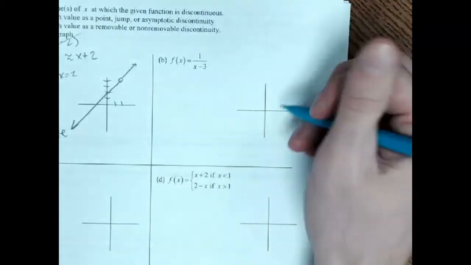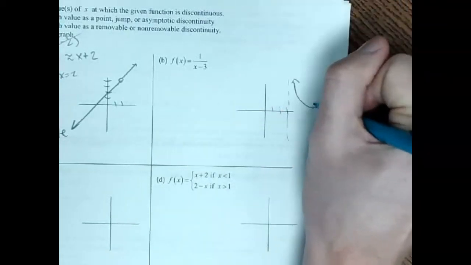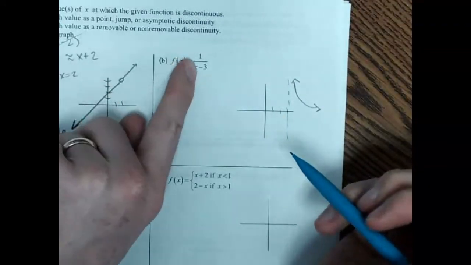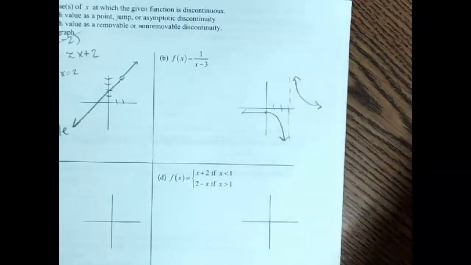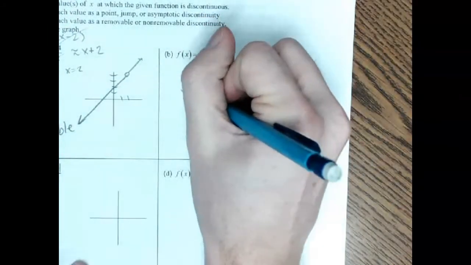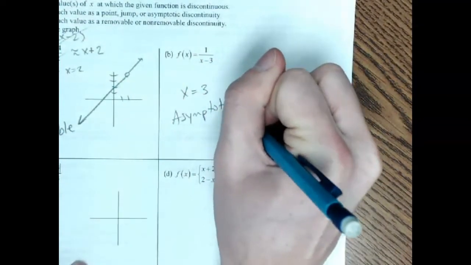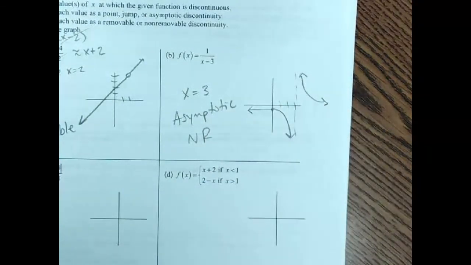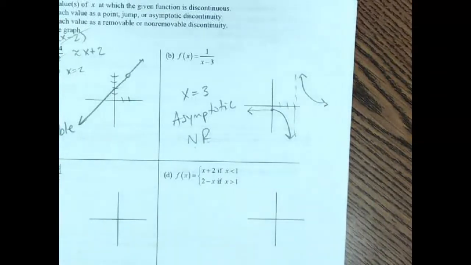Next one, we've got a typical reciprocal function. It looks like it's shifted 3 to the right. It's going to be up here on the right, and then if you plugged in 0, you would get negative 1/3. So the y-intercept is negative. So the graph is going to look more or less like that. Remember, sketch, right? It doesn't have to be super accurate. Sketch. Okay, so let's see. X equals 3 is the issue. It is asymptotic, which is non-removable. I'm getting lazy. I don't want to write out non-removable, so I'm just going to put NR, non-removable, for this page.